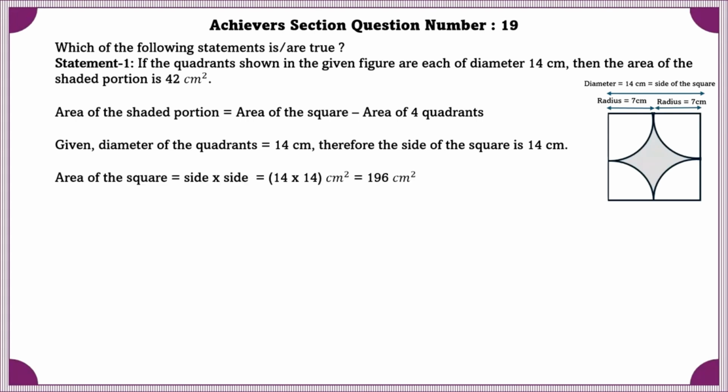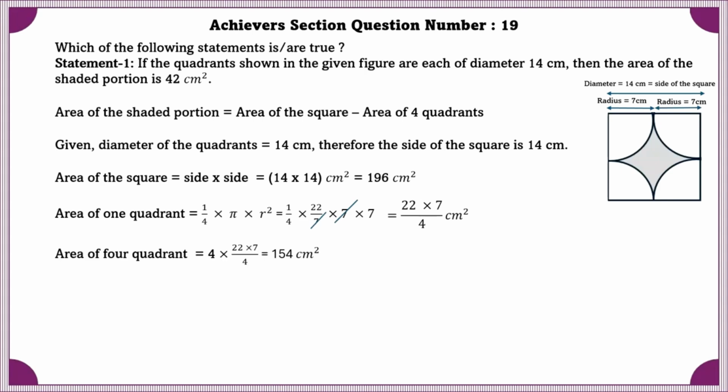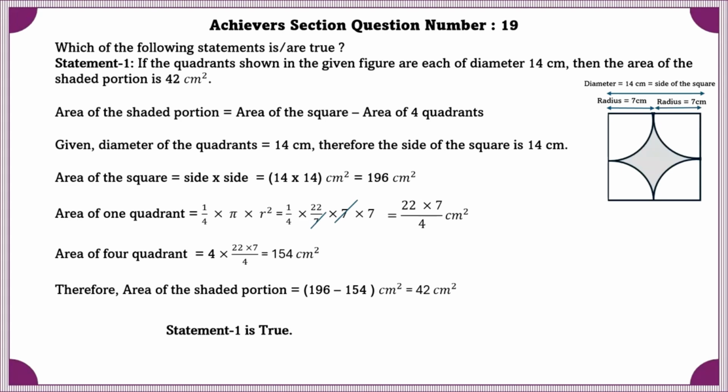Area of the square is equal to side into side, which is equal to 196 centimeters square. Area of one quadrant is equal to 1 by 4 into pi into r square. 1 by 4 is there because one quadrant is 1 by 4th of full circle. Simplifying, we will get 22 into 7 by 4 centimeter square. Area of 4 quadrants is equal to 4 into area of one quadrant, which is equal to 154 centimeter square. Therefore, area of the shaded portion is equal to 196 minus 154 centimeter square, which is equal to 42 centimeter square. Therefore, statement 1 is true.